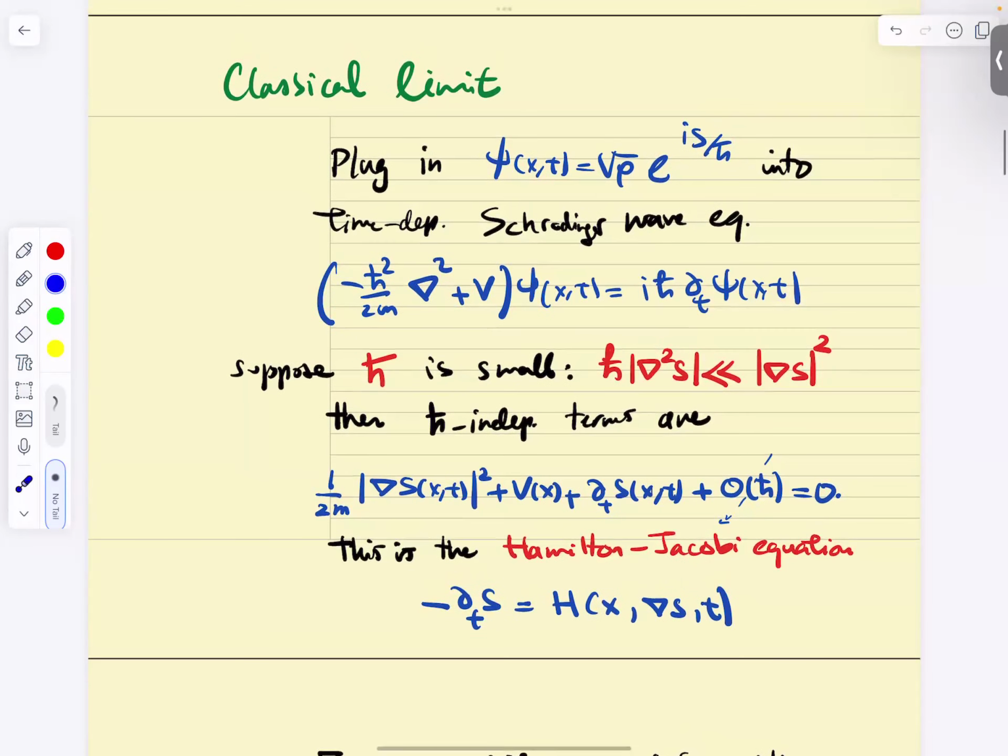All right. Any other questions? That's a conceptually important one. Yeah. So how does it relate to the limit of large quantum numbers?